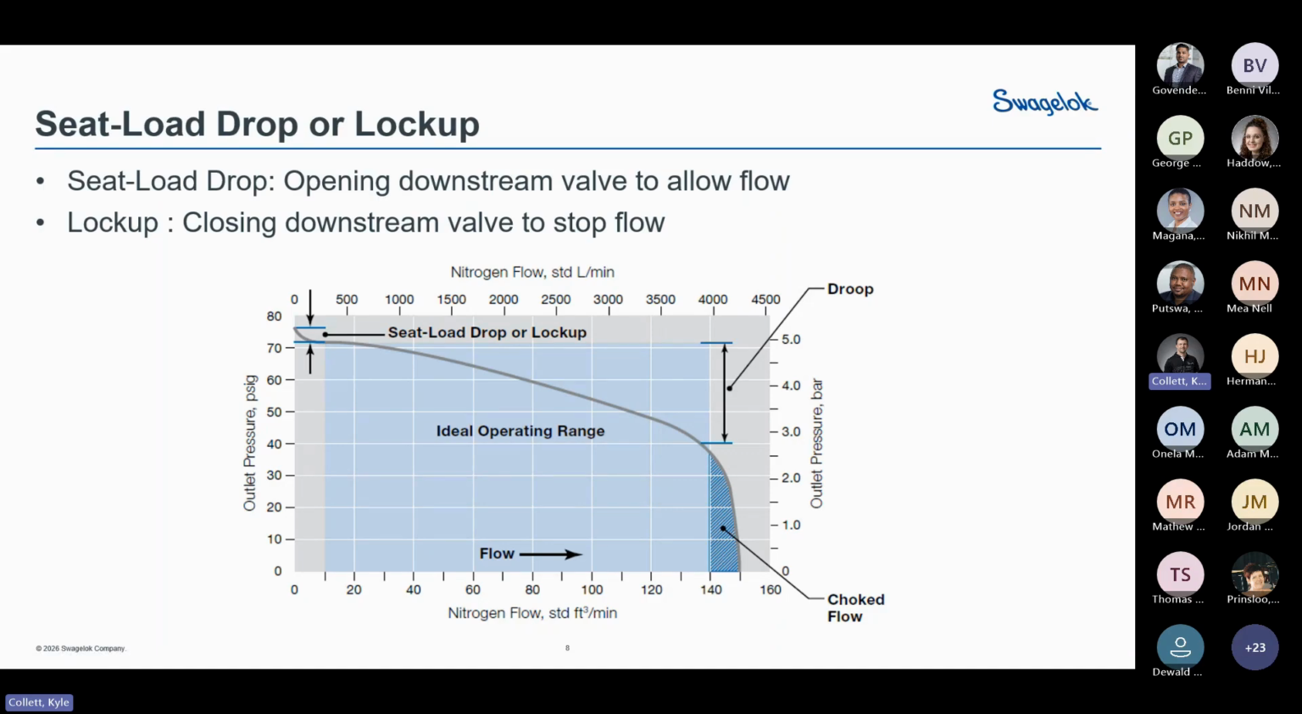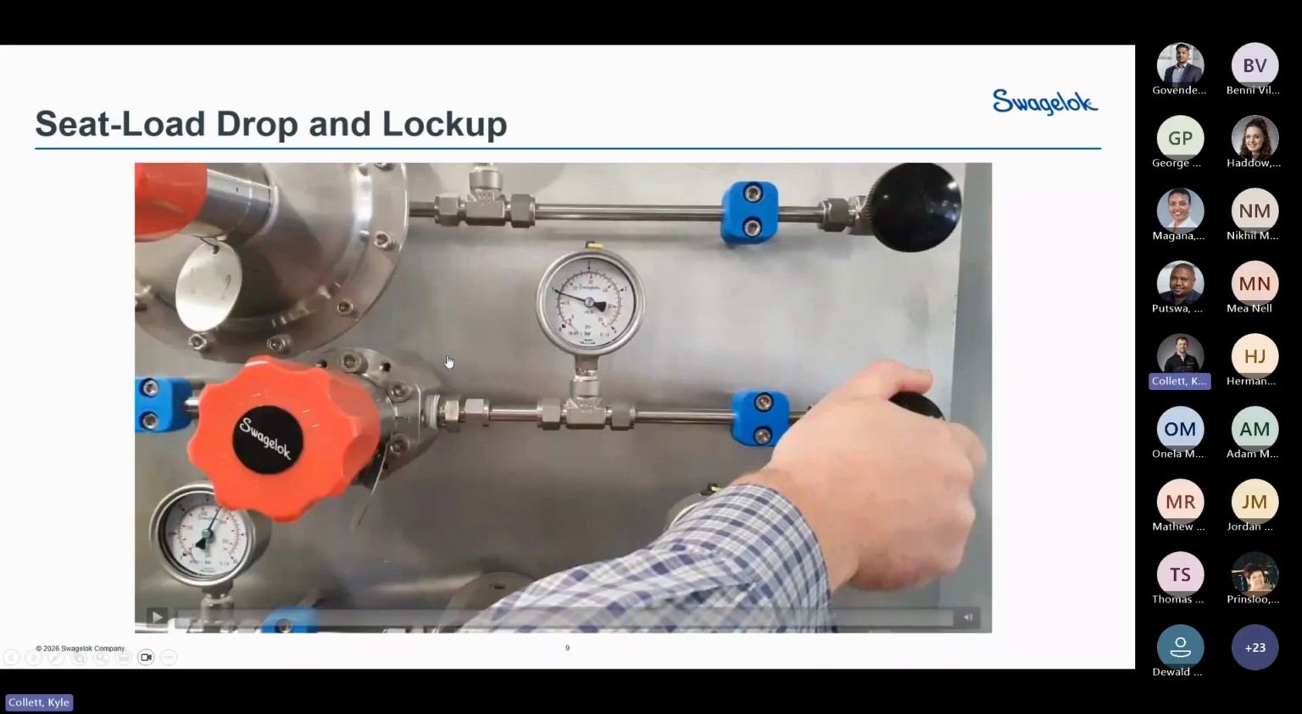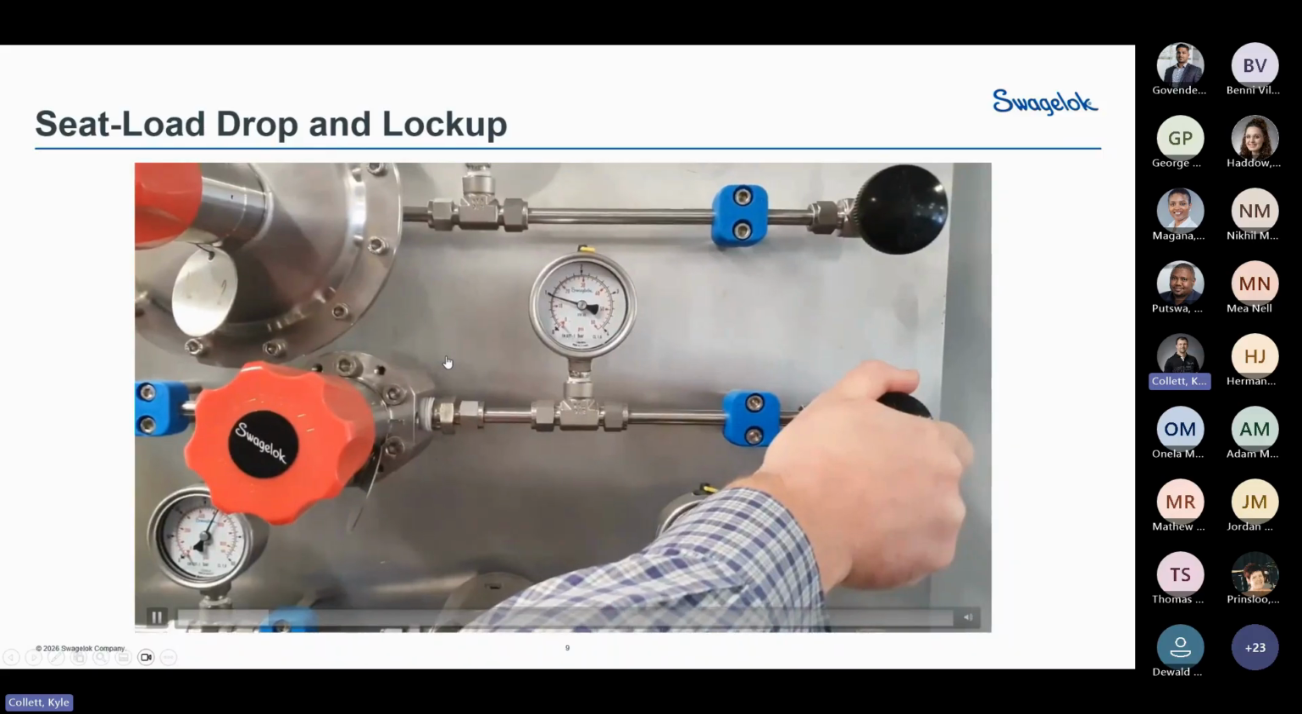Conversely, if you close this valve downstream, the result is lockup, where you go from a flowing position to a 0 flowing position in your system. And to demonstrate this, I have a video on the next slide.